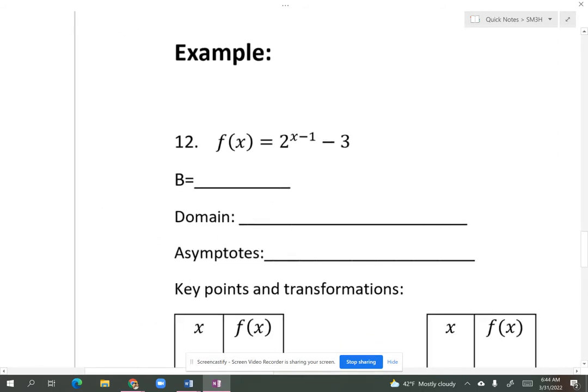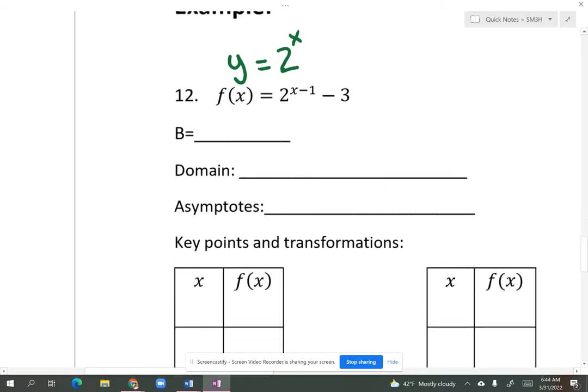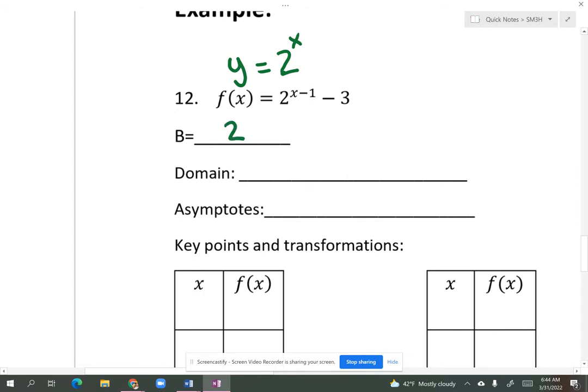If we remember, so maybe to help us out, I'm going to write the basic parent function as y equals 2 to the x. Okay? All the other stuff is just extra fluff. And so first thing I'm going to identify my b, because that's going to tell me what my original points are, or my base. And my base equals 2, because 2 is what's being raised to the exponent.